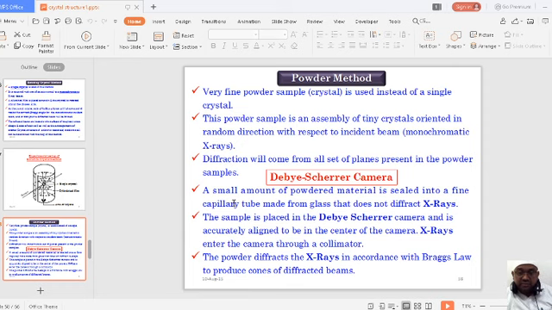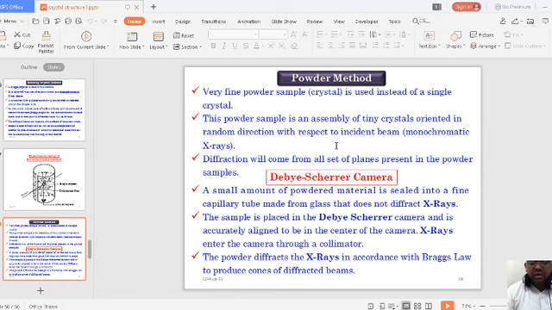You will understand it. So first, see here, we start with the powder sample. The powder sample should be very fine, consisting of tiny particles which are oriented in different directions. The beam incident on the powder sample should be monochromatic X-ray. And whenever this sample is incident with the X-ray, you will get different sets of planes. So in the Debye-Scherrer camera, we are just taking a small amount of powdered material which is sealed into a fine capillary tube made up of glass, and that does not diffract the X-rays.